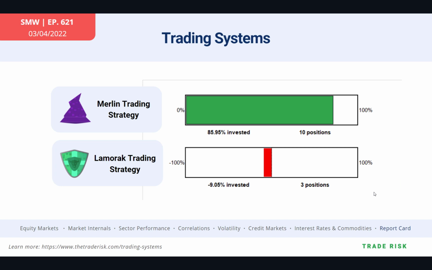Let's take a look at our trading system. So we've got 2 trading systems here at Trade Risk. Our top system, Merlin intermediate term trading system. This 86% invested is still a bit skewed right now. I haven't got a new chart to show on these slides yet, but basically a good chunk of this exposure is actually fixed income. It's treasuries. So essentially no risk. Well, I don't want to say no risk, but not equity risk. It's U.S. government default risk, I guess.